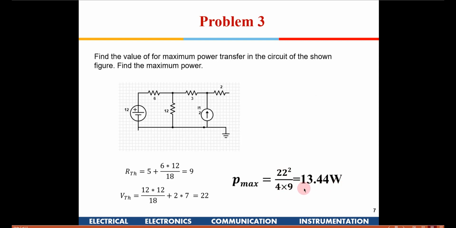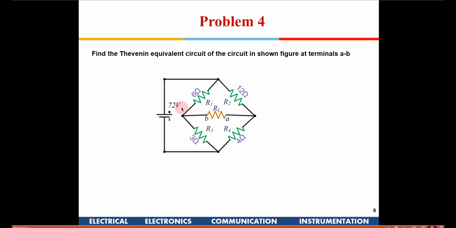Is this formula clear to all of you? Shashank? Yeah. Okay. So the maximum power that will be delivered by the source will be double of this. Out of which half will be available across RL, and half will get dissipated across RTH. So that needs to be clear. Now the next problem is find the Thevenin equivalent circuit of the circuit shown across A and B.